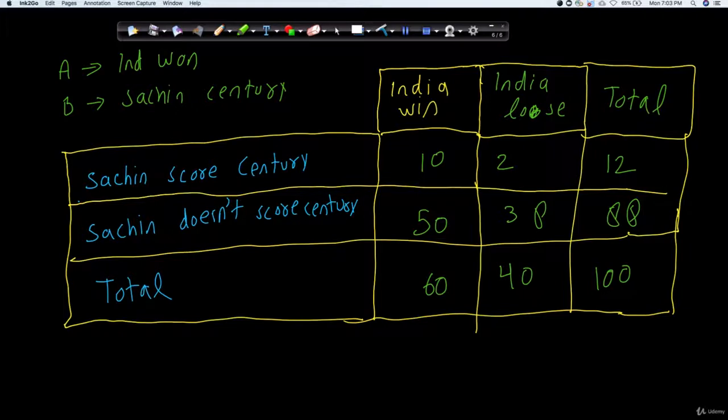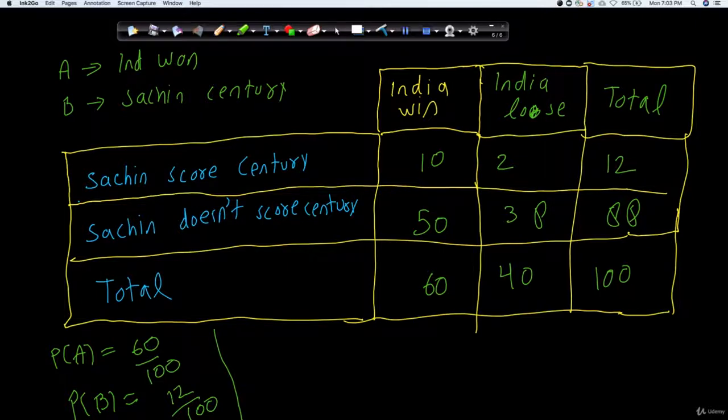Now, if I ask you in simple words what is the probability that India is going to win, you can very easily compute that. You would say probability of A, India is going to win, is 60 divided by 100, right? And what is the probability that Sachin is going to hit a century? You would say probability of B. Sachin has hit the century in 12 matches out of 100, so it's going to be 12 by 100. Okay, this is simple, no problem. Now what we want to calculate is the probability that India is going to win given that Sachin has hit a century.